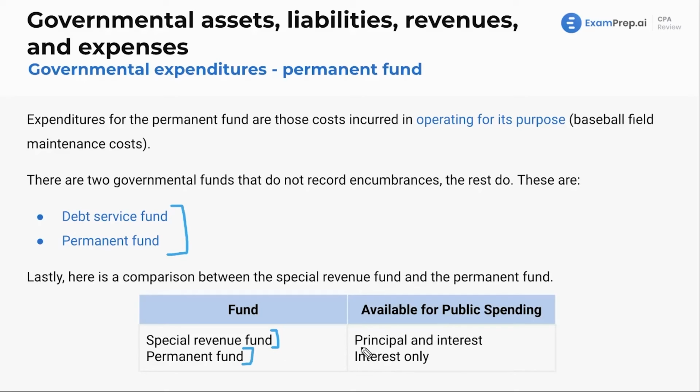So special revenue, we can spend it all, right? Go free, go wild, spend all that money, go nuts. But for permanent fund, we can only spend that interest. The principal must stay reserved.